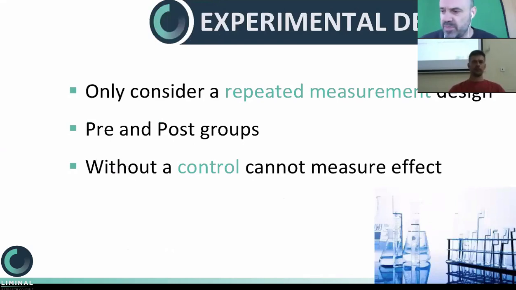Can we go on with experimental design? Please, yes. Can you come on the experimental? Yeah, you will get to that. Sorry? You can go on. Okay.